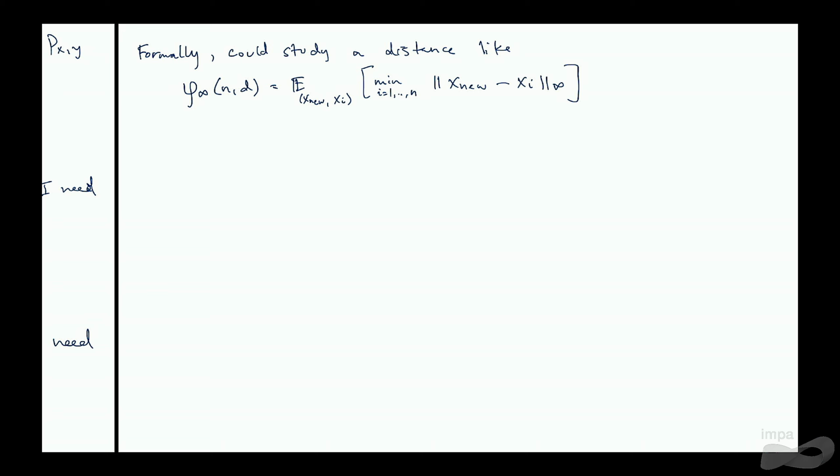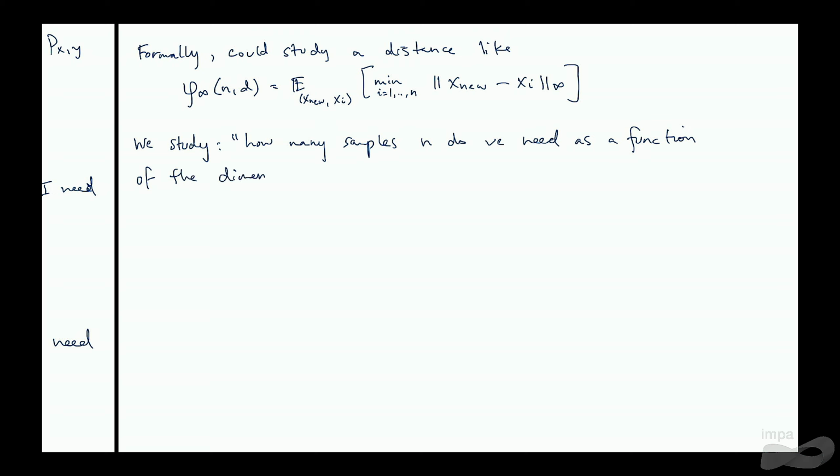Okay, so what we can study is the following question: how many samples do we need, as a function of the dimension D, to ensure that this distance is small, that is, to ensure that this rho infinity is less than some threshold that we'll call delta?